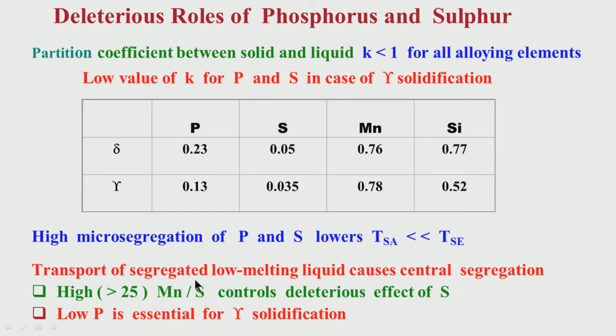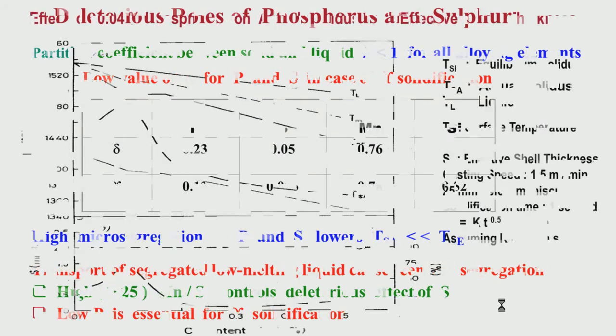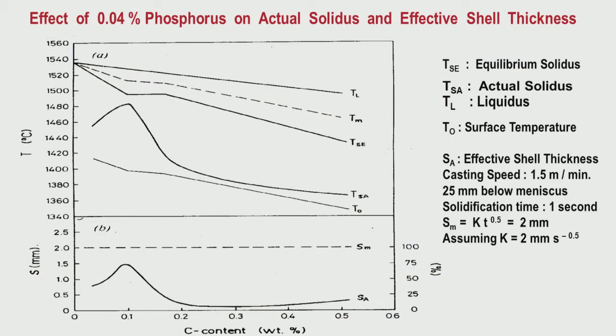But since there is no such savior for phosphorus, unfortunately, the phosphorus value as such has to be low, so that the segregation effect is relatively less. Here some quantitative calculations have been done just to show the level of impact of phosphorus. How does it affect the actual solidus temperature? How does it affect the solid shell thickness during solidification for different levels of carbon?